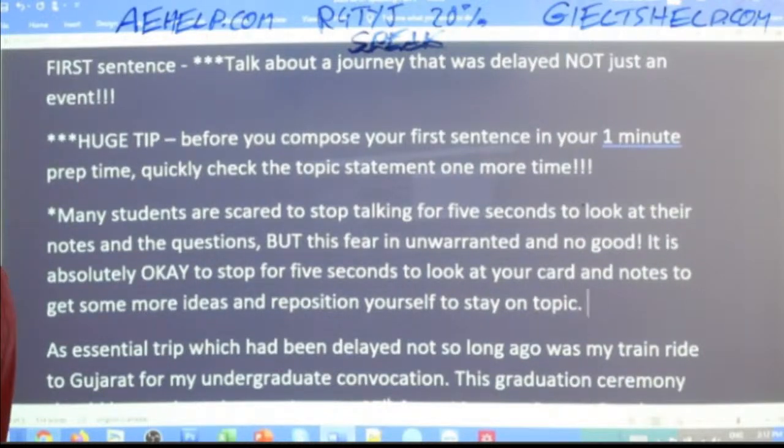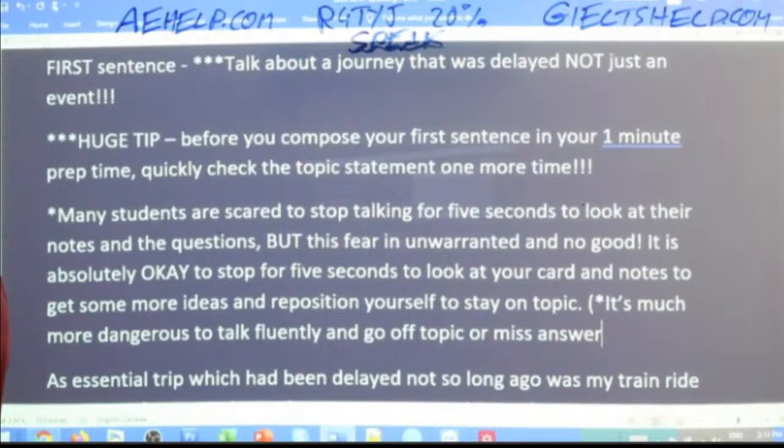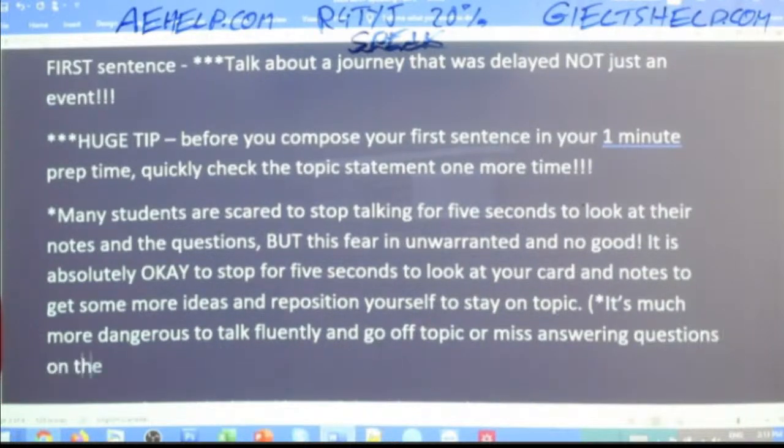It's much, much more dangerous. Keep this in mind, okay? It's much more dangerous to talk fluently, even if you have great English, and go off topic or miss answering questions on the card.